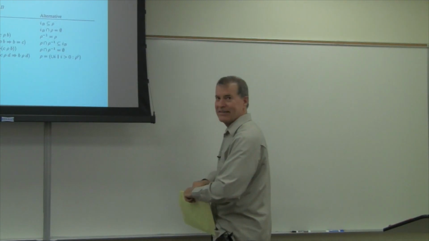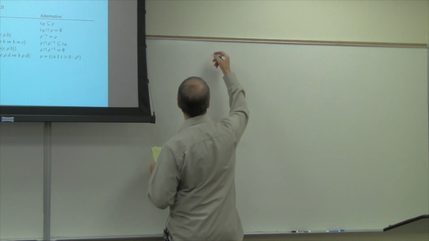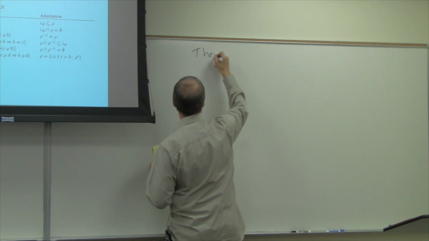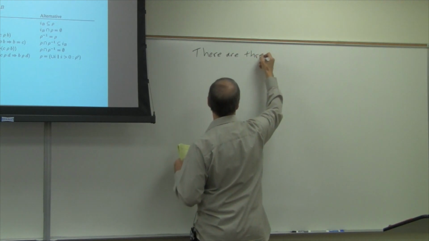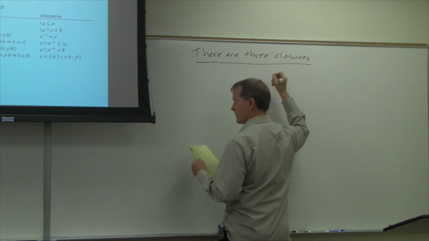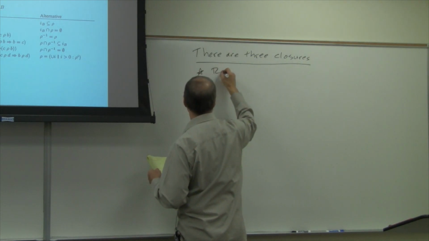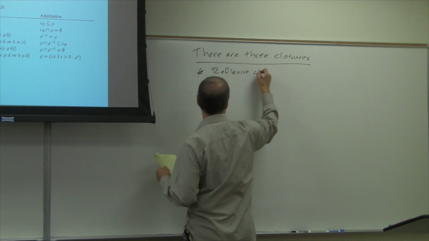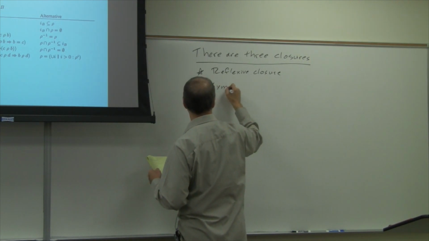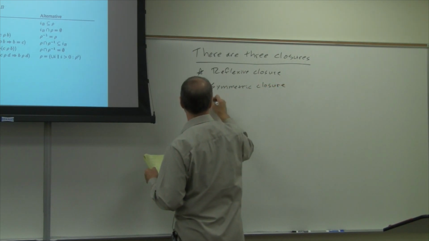Okay. Now, next topic, the last topic for today, is the topic of closure. Let me start off by saying that there are three closures. Each one of them has a name, obviously. The first one is reflexive closure. Symmetric and transitive. Reflexive closure. The second one is symmetric closure. And the third one is transitive closure.